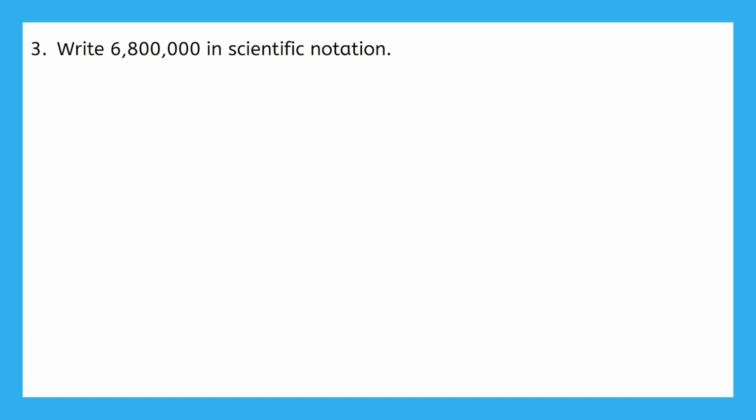The coefficient is 6.8. That has one digit in front of the decimal. Now, for the exponent, how many places would the decimal move to go from 6.8 back to where it was originally? 6 places. And should the exponent be positive or negative? Since we need to multiply 6.8 by 10 6 times to increase the place values, the exponent is positive. So the answer is 6.8 times 10 to the 6th.